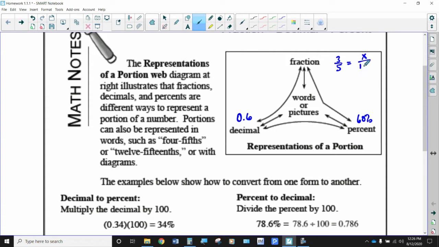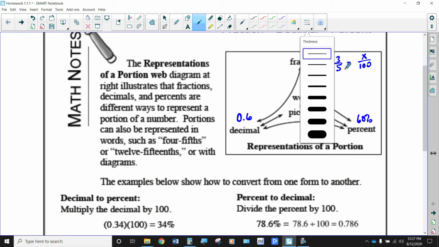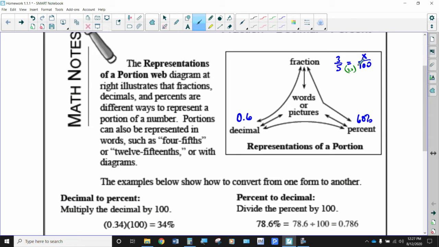What do you multiply times 5 to give you 100? Remember, percent means out of 100. So once you convert this fraction to another equivalent fraction over 100, the numerator becomes your percent. So 5 times 20 is going to give you 100. So we're going to take 3 times 20, and that will give you your 60.